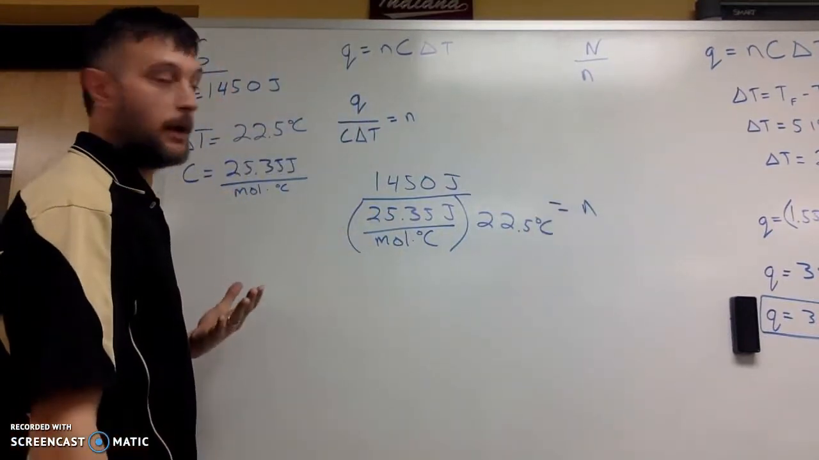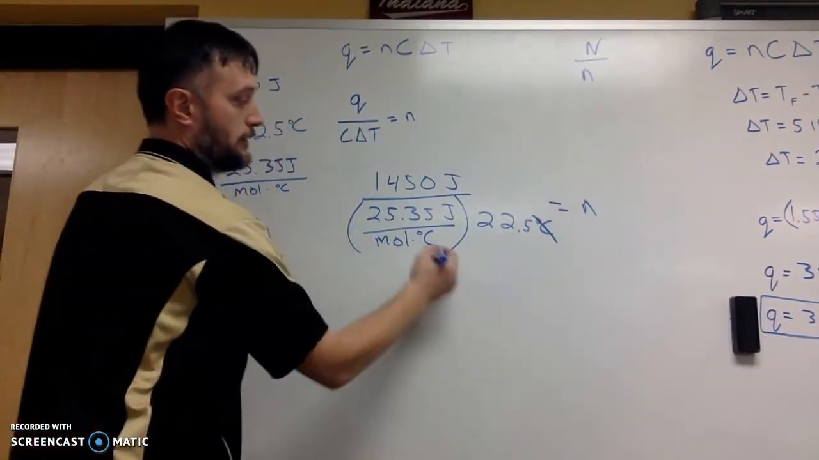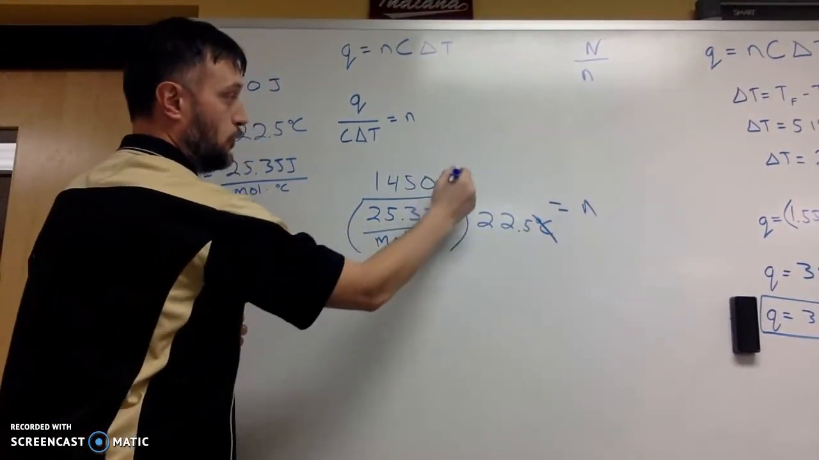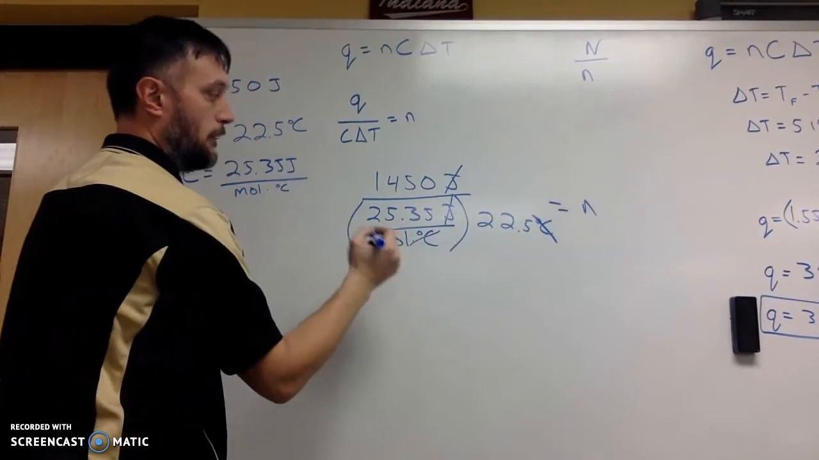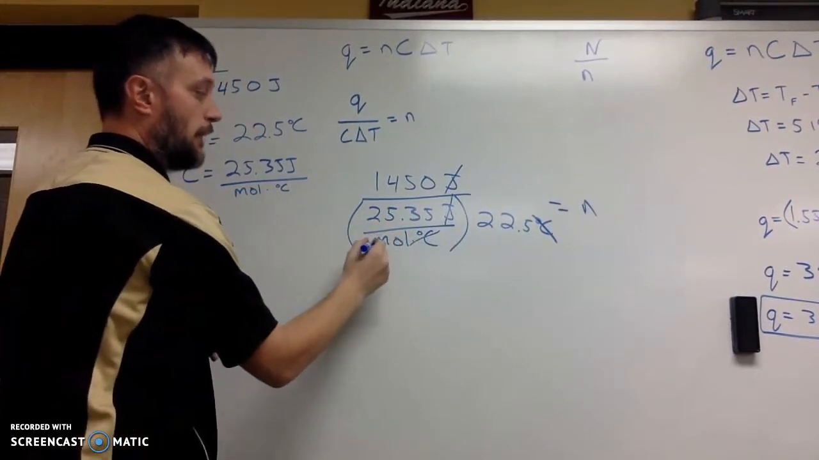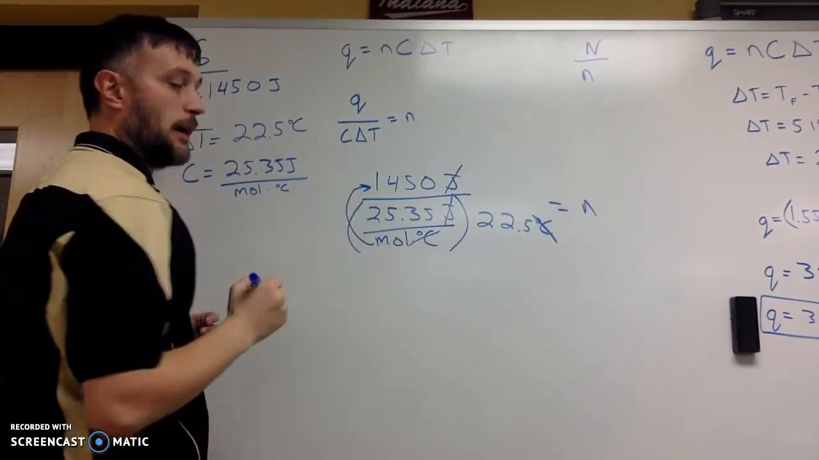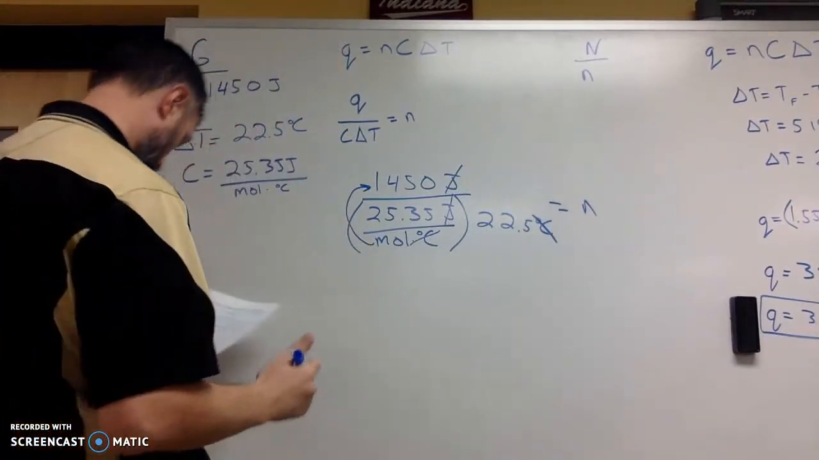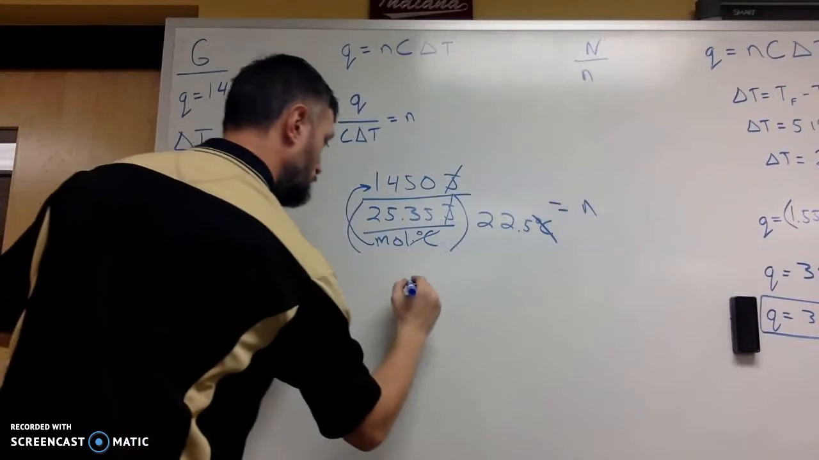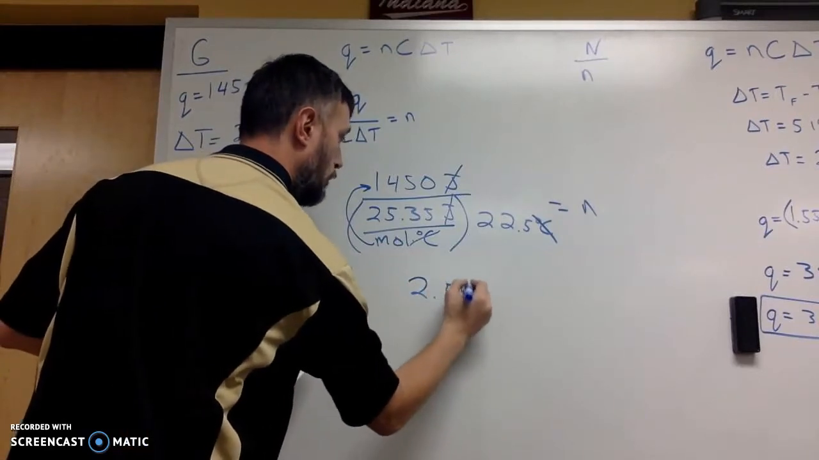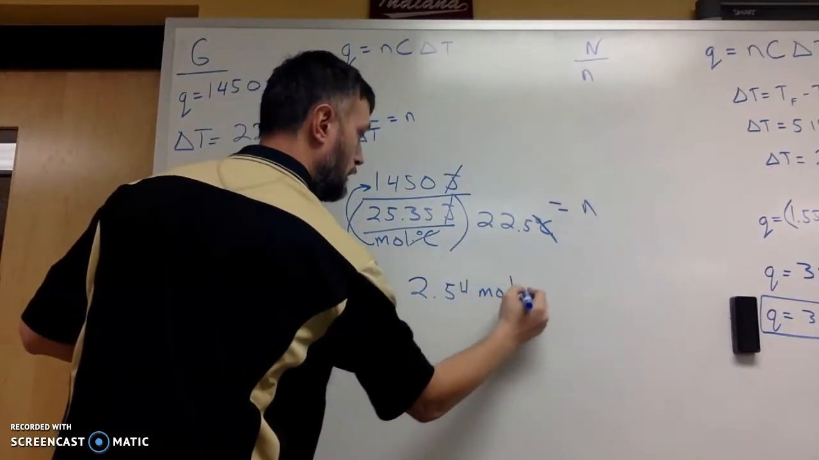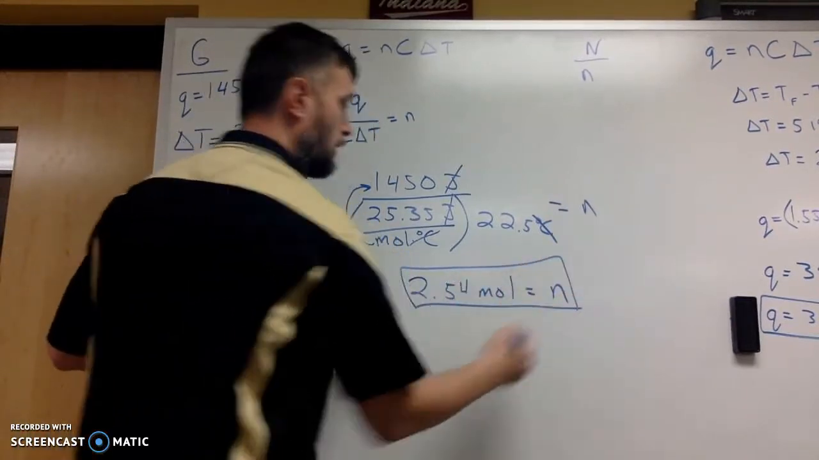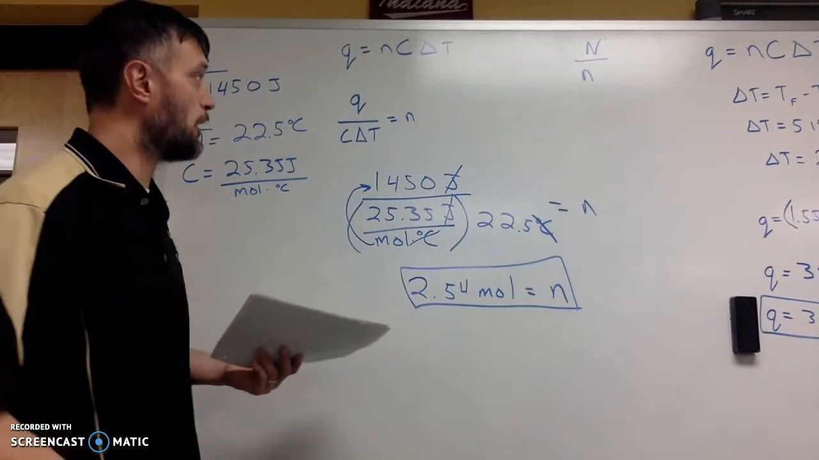So if I look at my units, cancel degrees Celsius because it's on bottom and on top. I can cancel joules because it's on top and on bottom. My moles is on the bottom of a compound fraction, so that unit comes up top. When I do the math on this one, I get 2.54 moles equals N. So fairly straightforward math problem here.